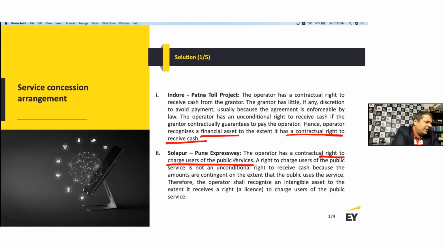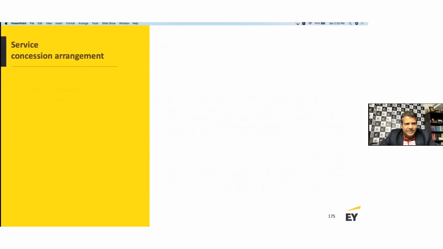And the right to charge users of the public is not an unconditional right to receive cash, because it may be that no public is using it, right? That's possible, because the amounts are contingent on the extent that the public uses the service. Therefore, the operator shall recognize an intangible asset. Okay, that's step one done, right? One is a financial asset, the other one is an intangible asset. Now we will see how you record them, right?